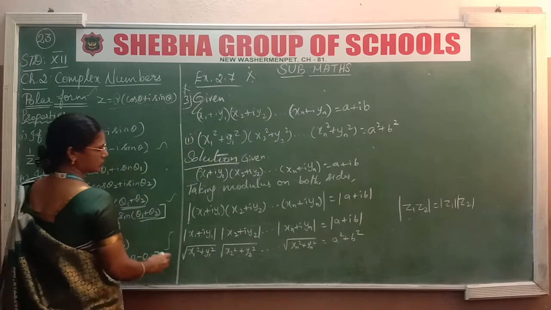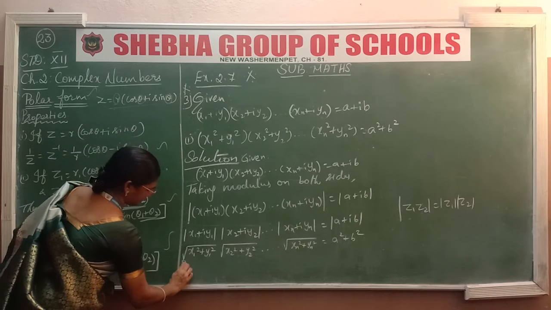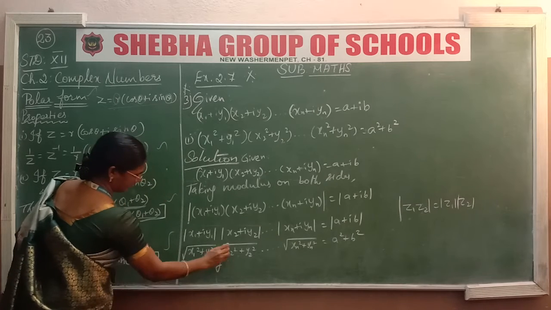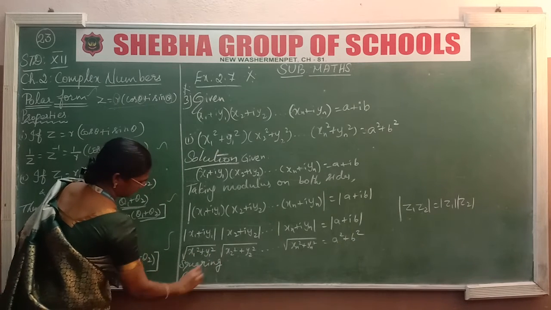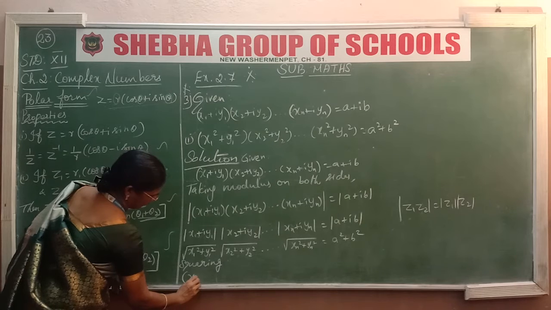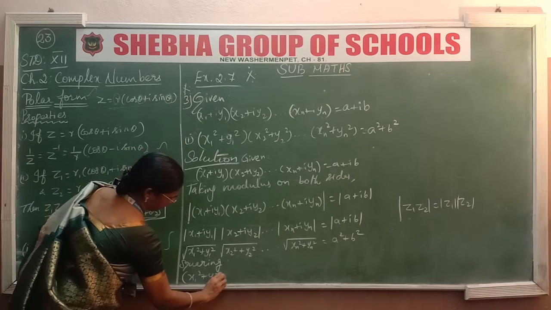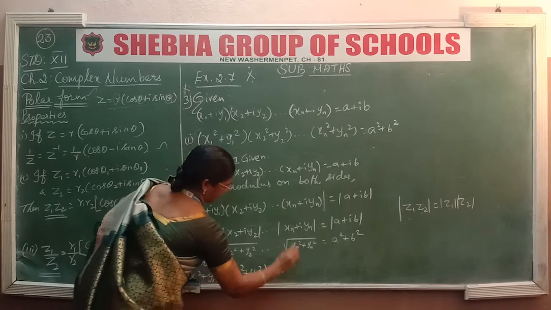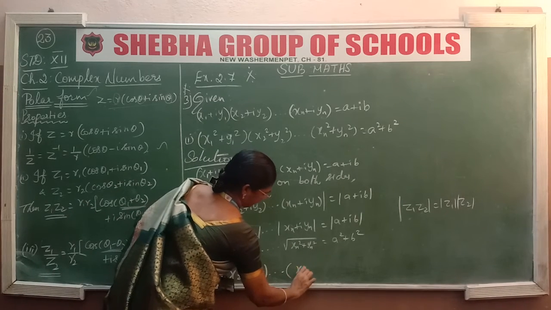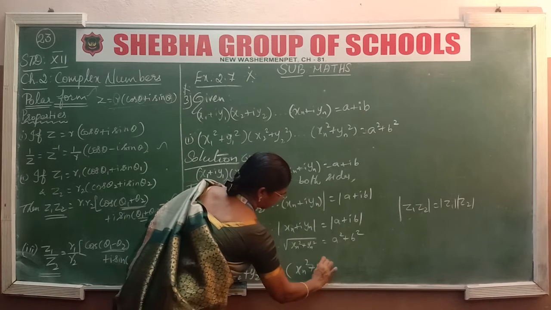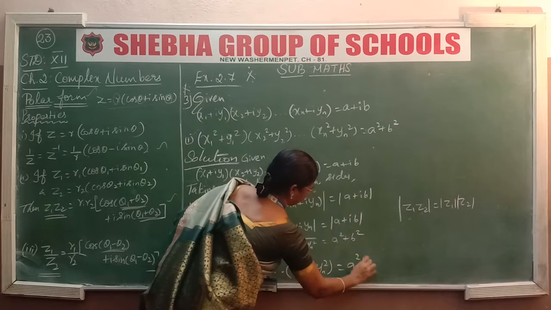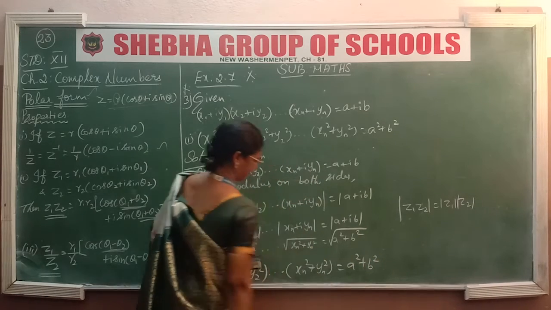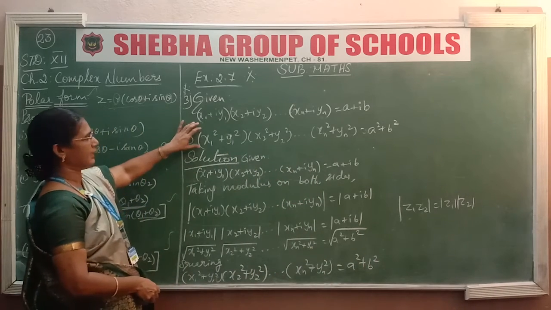Now squaring on both sides, the square roots get cancelled. So x1 square plus y1 square into x2 square plus y2 square into and so on up to xn square plus yn square equals a square plus b square. This is our answer. Hence proved. Understood this?